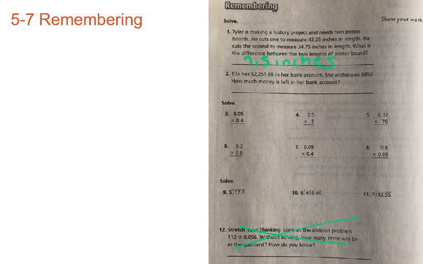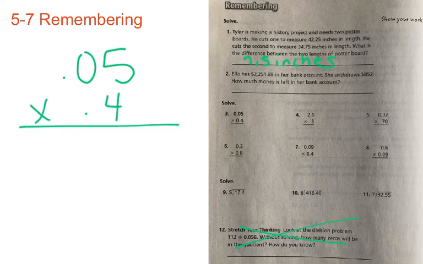Now we can go down and look at problems 3 through 8. And here we're multiplying decimals. And remember, when you're multiplying a decimal, you don't do anything with the decimal until the end. You complete the multiplication piece first. So let's look at number 3. We have 0.05 or 5 hundredths, and we're multiplying that by 0.4 or 4 tenths.